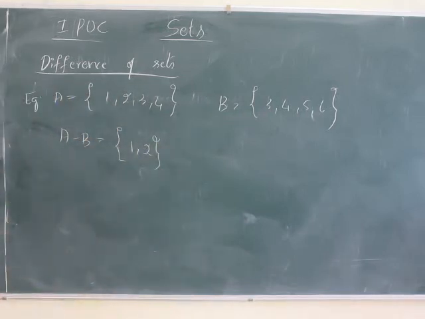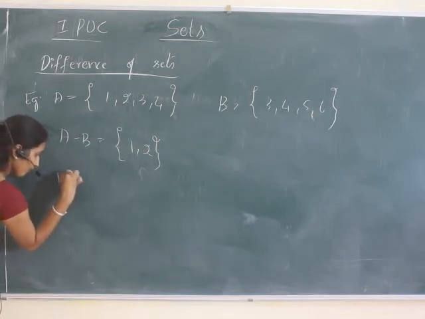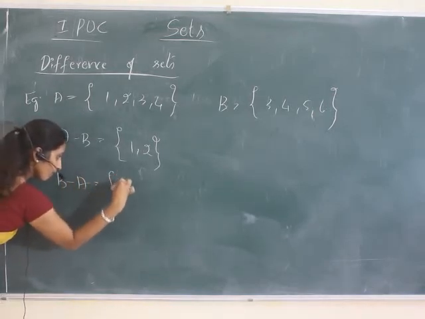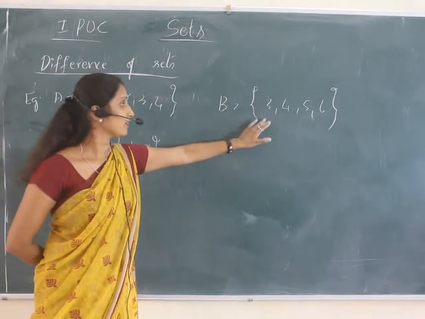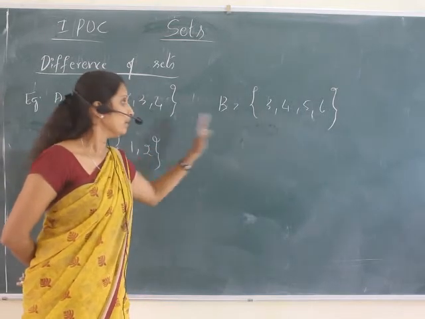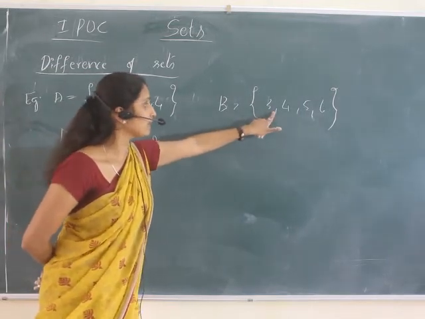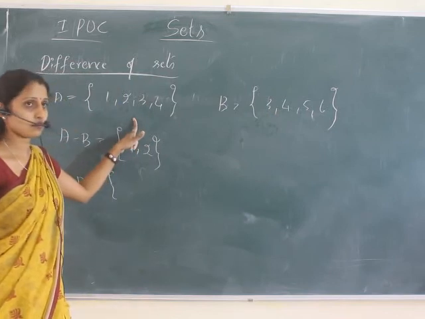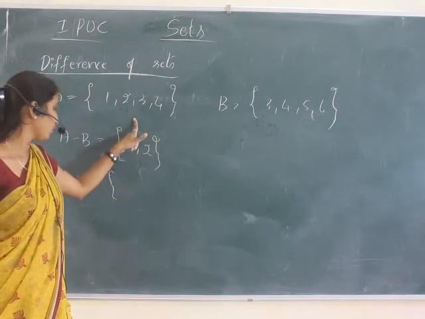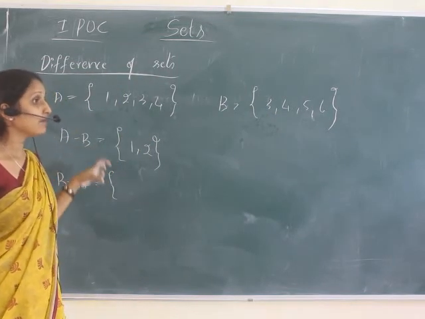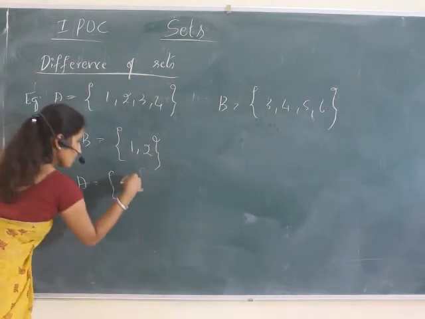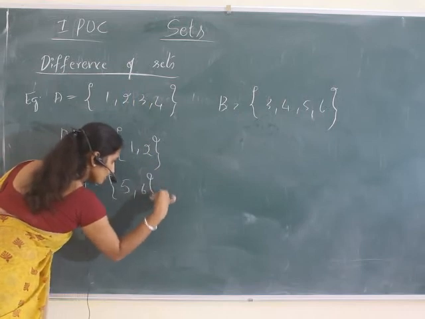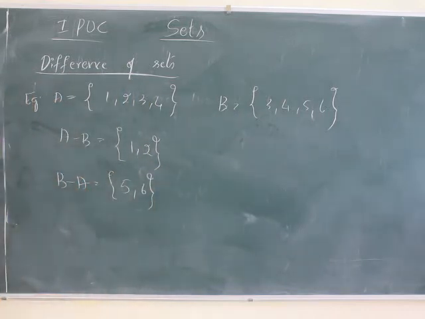Then what is B minus A? Now all the elements of B: it has 3, 4, 5, 6. But 3 and 4 are present in A also. Therefore B minus A is the elements only in B. So which are the elements only in B? That is 5 and 6. So this is A minus B and B minus A.